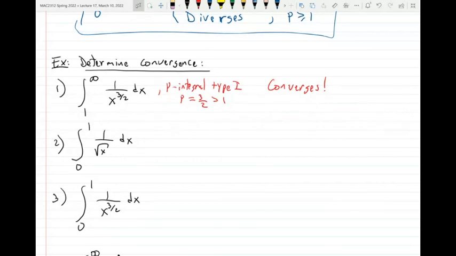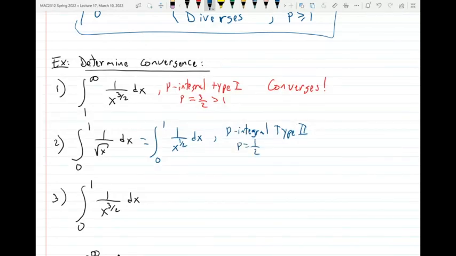Type 2. And what's P? 1/2. Good. So you should rewrite this as the integral from 0 to 1 of 1 over x to the 1/2, you know, to see it. And then you immediately recognize this as a P integral of type 2 with P equals 1/2. And then we compare with 1. Is it bigger or smaller than 1? So it's less than 1.